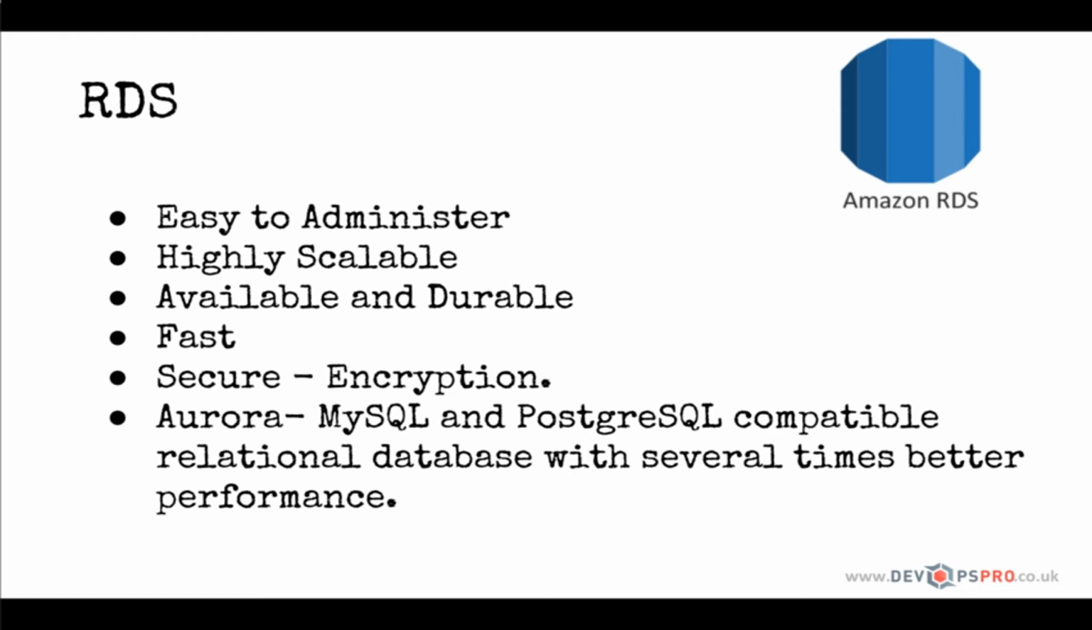Aurora is a MySQL and Postgres compatible relational database engine, which is an AWS backed engine that is very, very fast. It has better performance than normal Postgres and normal MySQL. So they recommend everyone to use it, and you can use it even with, I think, the smallest instance type in RDS. So it's very, very highly recommended to use it if you're in AWS, of course.